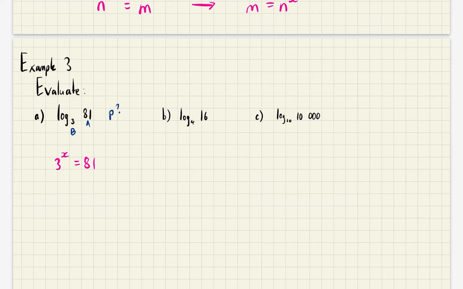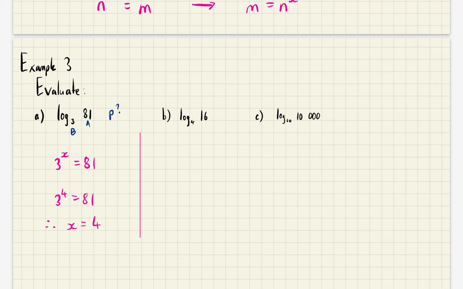So 3 to the power of what gives me 81? You can mess around with a calculator. If you're really good with your powers, you might know that 3 to the power of 4, I think it is. Yeah, that's right. 3 to the power of 4 is equal to 81. So my x is equal to 4.